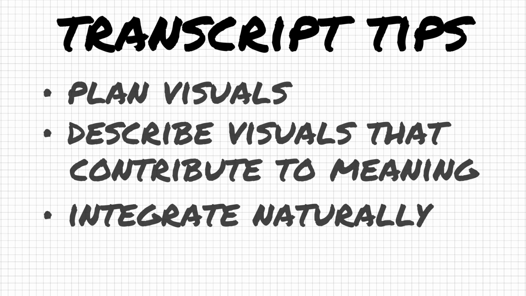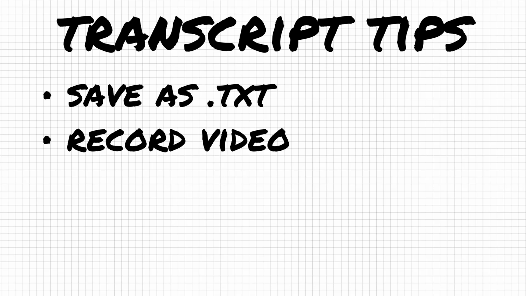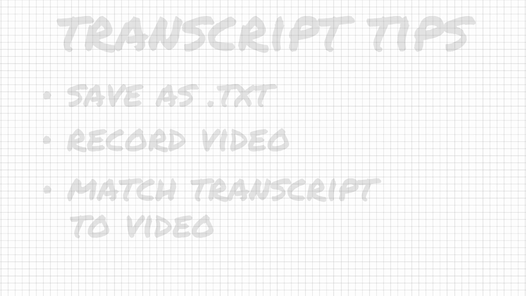Once you've created your transcript, save it as a plain text file. Then record your video. If you make changes while recording, go back and update your transcript so it matches. Once you've produced the video, you'll have two files, your video file and your transcript file. Now I'll show you how I upload a video and add captions in YouTube Studio.